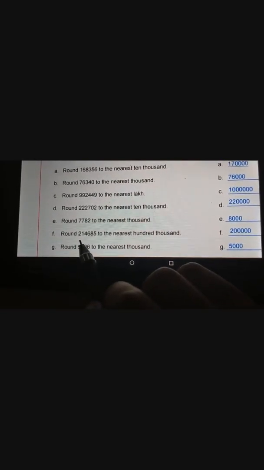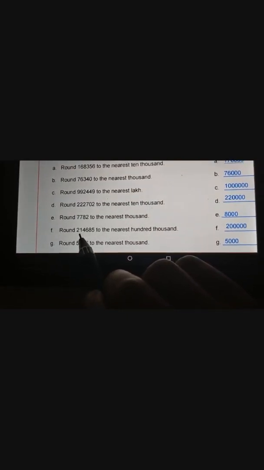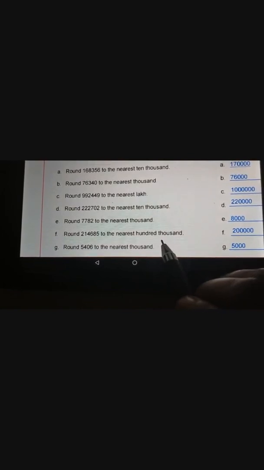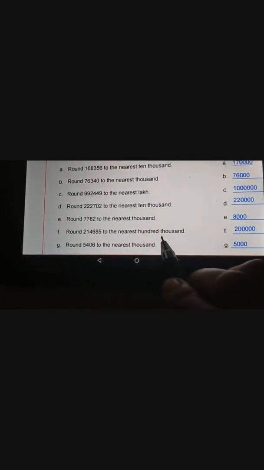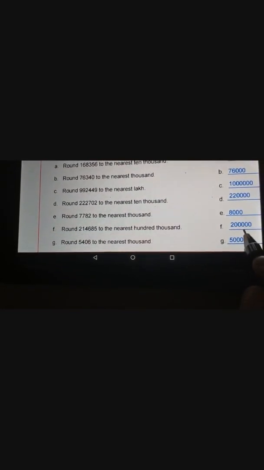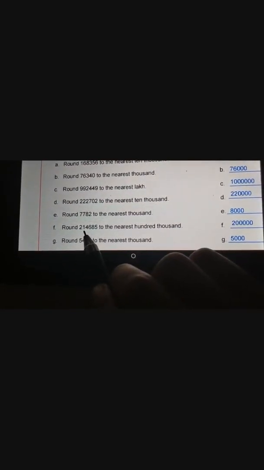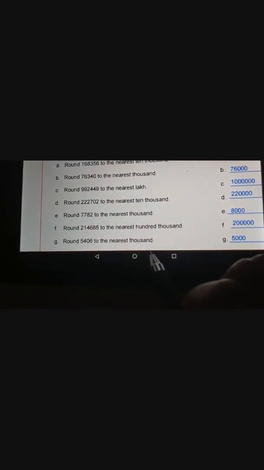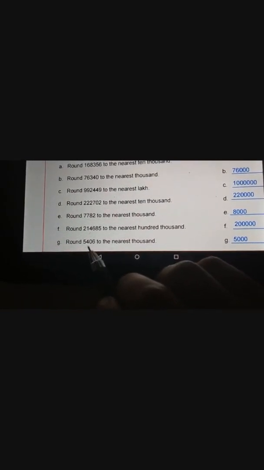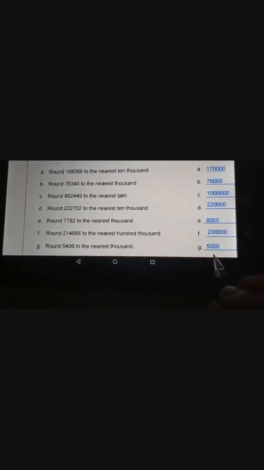Then round off 2,40,685 to the nearest 100,000. So answer is 2 lakhs, because 4 is less than 5. Round off 5,406 to the nearest 1,000. The 4 is less than 5. So here we have to write 5,000.